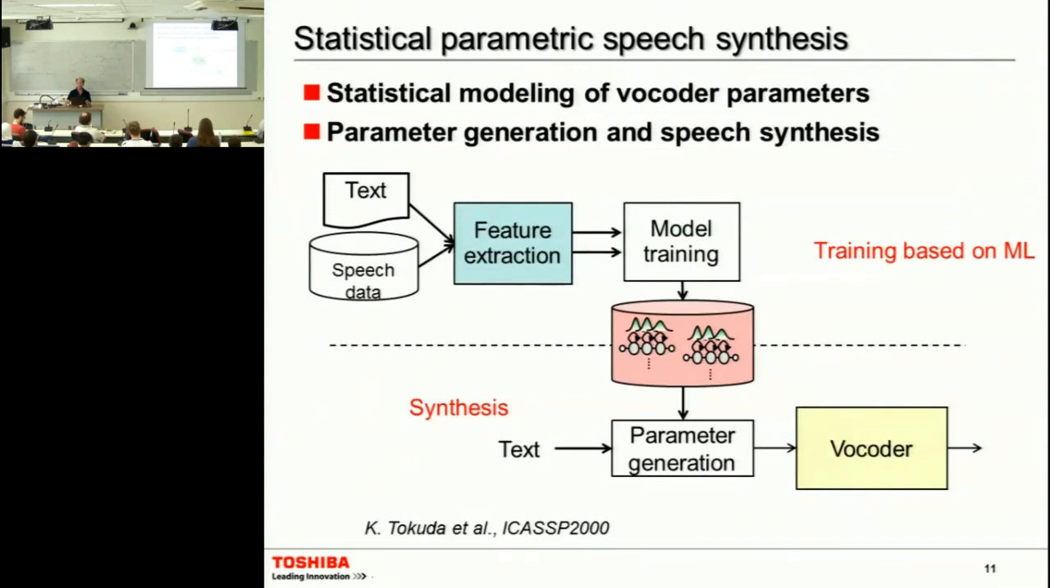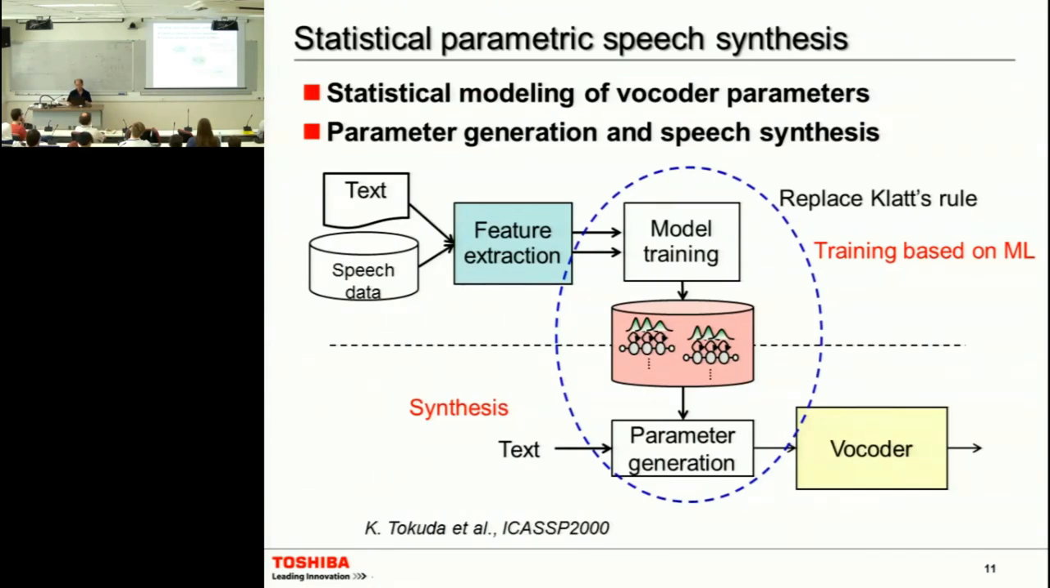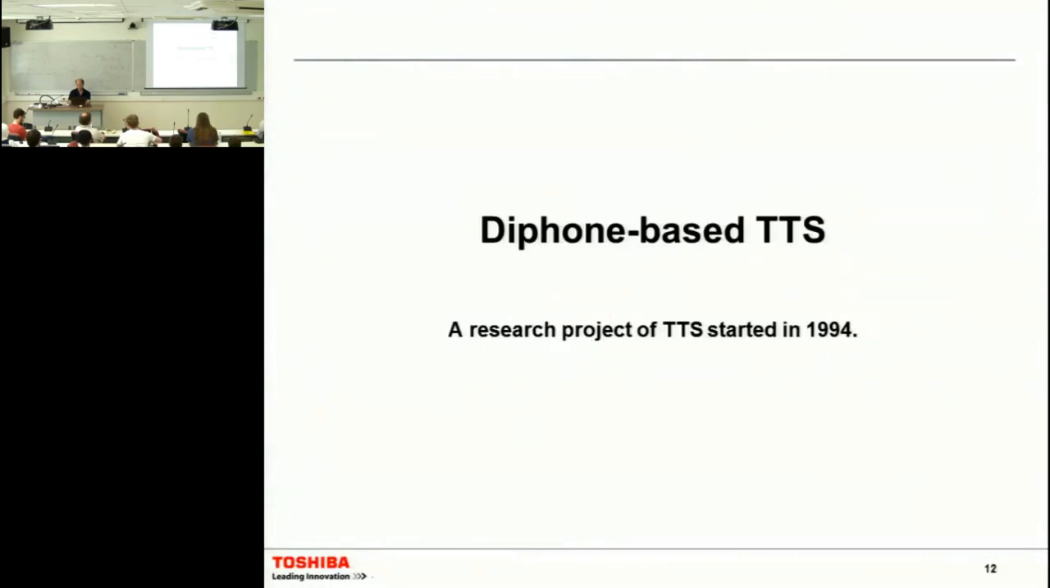And Heiga just introduced the statistical parametric speech synthesis. So maybe I don't need to explain this part. But here, I just want to say that this statistical parametric speech synthesis is trying to map linguistic features to acoustic features using statistical models, in this case, HMM. And so this system uses a statistical model instead of handcrafted rules.